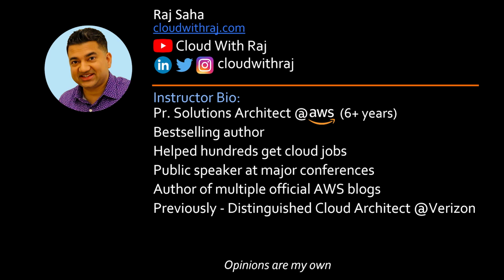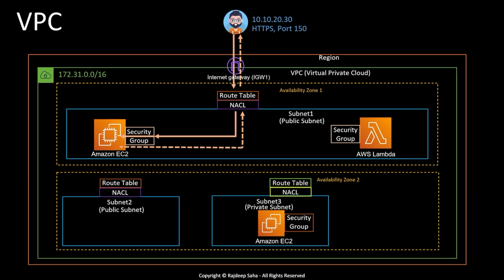This video is broken into two parts. Part 1, we will explain the concepts: VPC, route table, security group, NACL, NAT gateway, their differences, examples, etc.